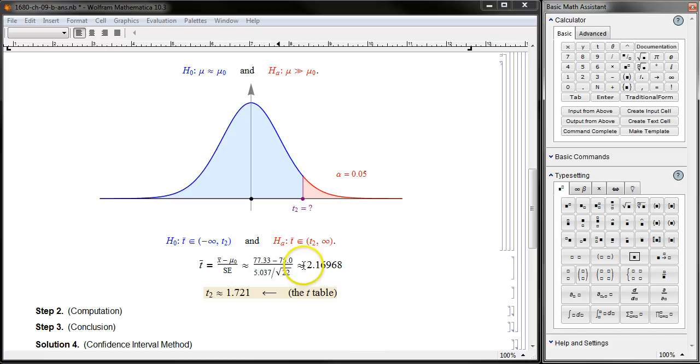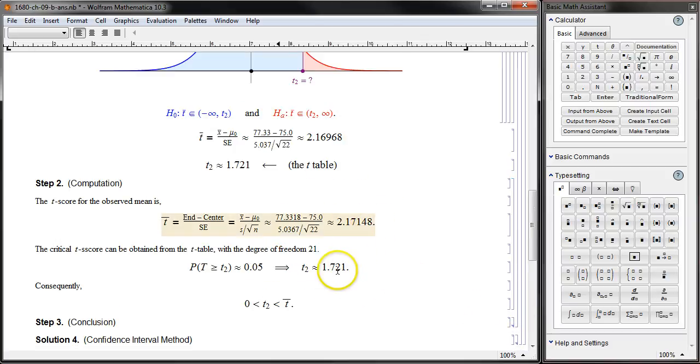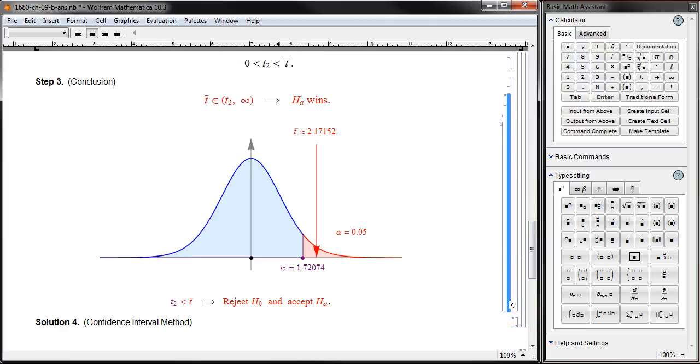What do we do now? Compare these two. Now, t measures roughly the distance from 0 because everything is now relabeled in terms of t. So t2 right here is 1.721. T bar is bigger than that, so it falls in the red region. And that's what these computations are all about. And this conclusion is all about 2.17, the t-bar falls into the red region.